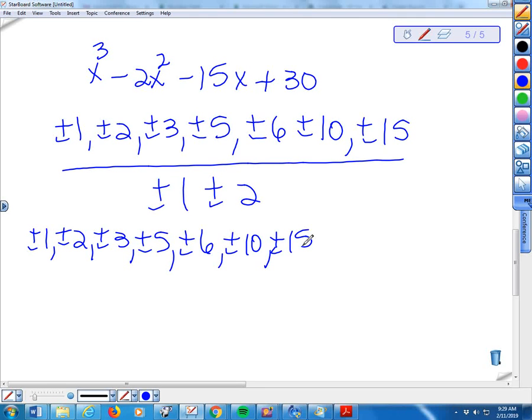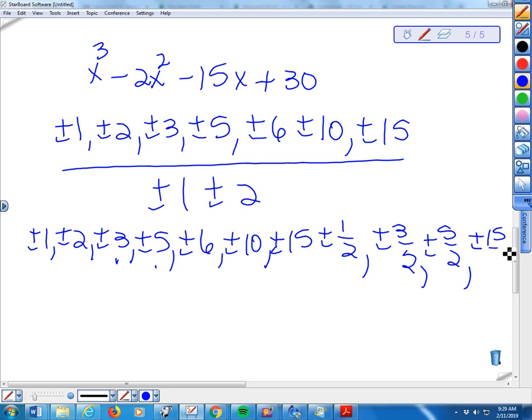Now I've got to go back and do all the divided by 2. So then I would have plus or minus 1/2. Plus or minus 2 over 2 is 1. I've already accounted for it. I don't have to write it again. Plus or minus 3/2. Plus or minus 5/2. I don't have to do 6 because 6/2 is 3 and it's accounted for. 10/2 I don't have to do. 5's accounted for. So all I have left is 15/2.